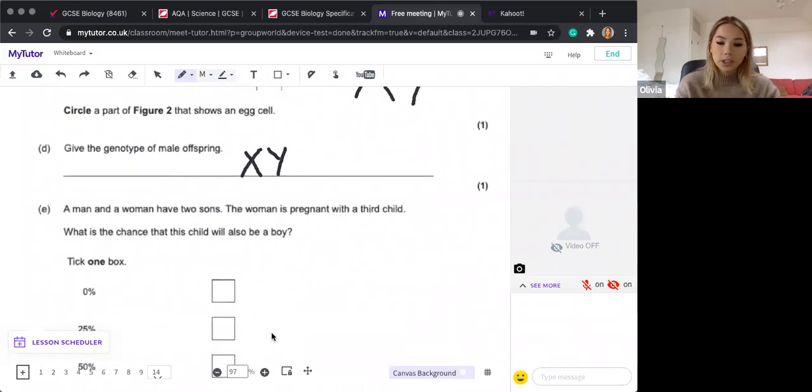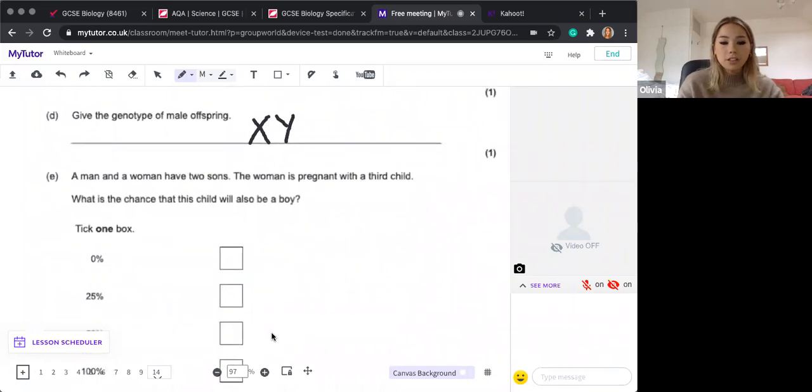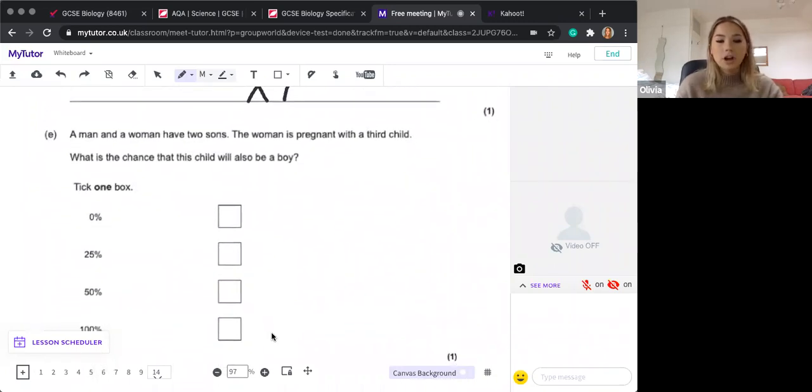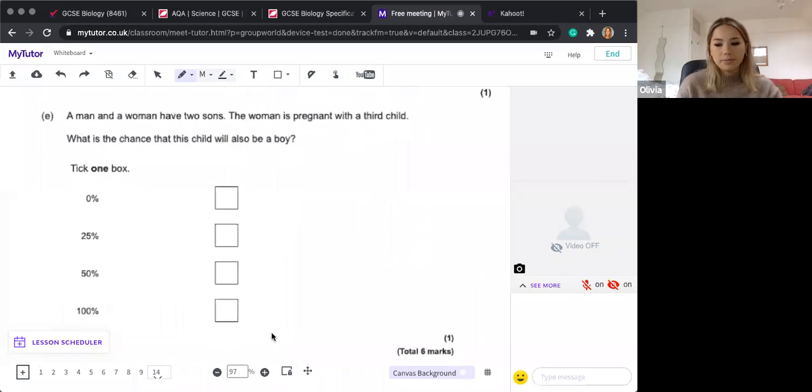A man and a woman have 2 sons. The woman is pregnant with a third child. What is the chance that this child will also be a boy? This question does often trick people out, but well done all of you who are saying 50%. Probability is just a probability. If someone had 10 girls and 1 boy, it doesn't mean that there's any different chance. Every time they have another child, it's still going to be 50%. So that one does often catch people out.